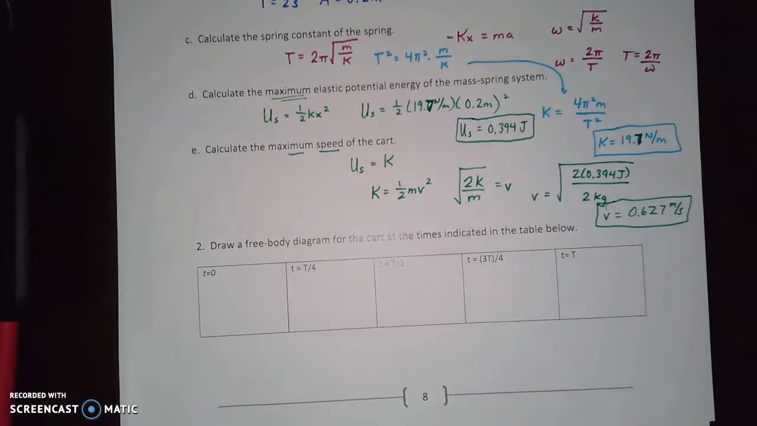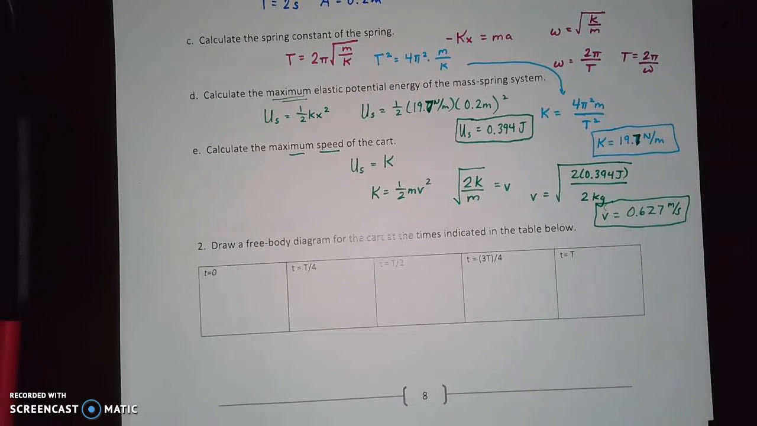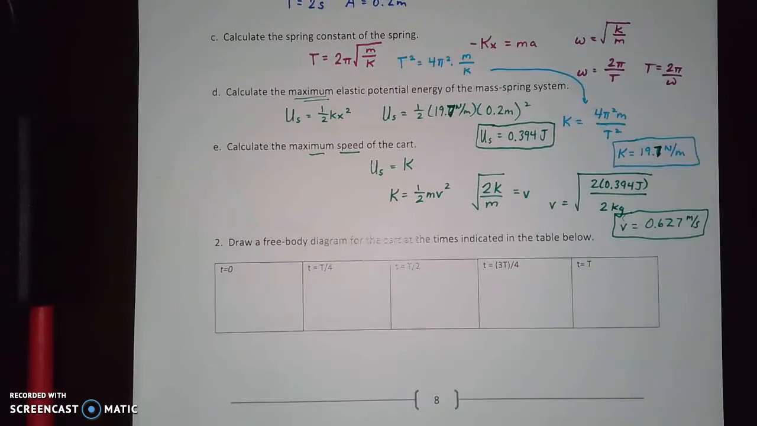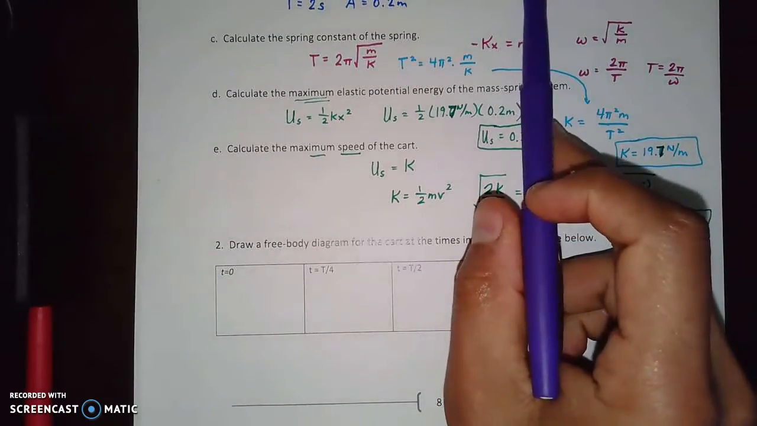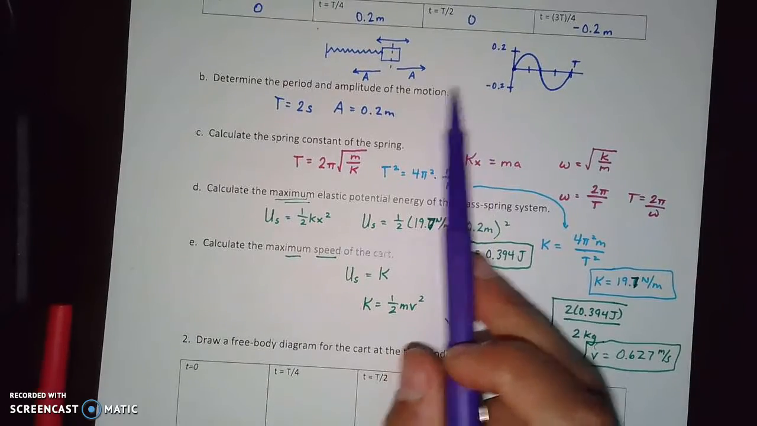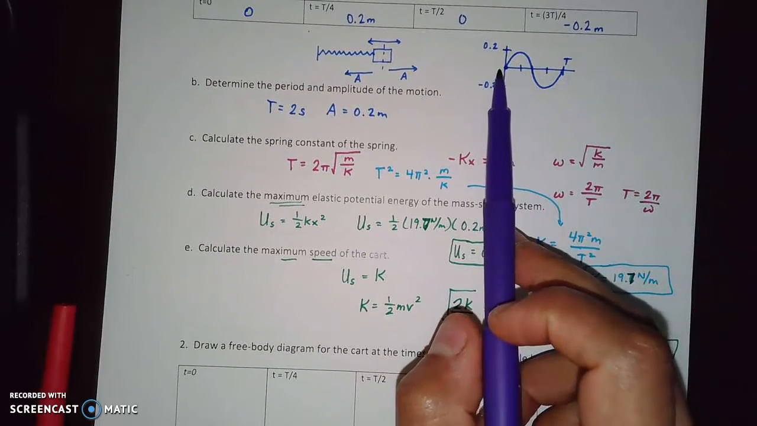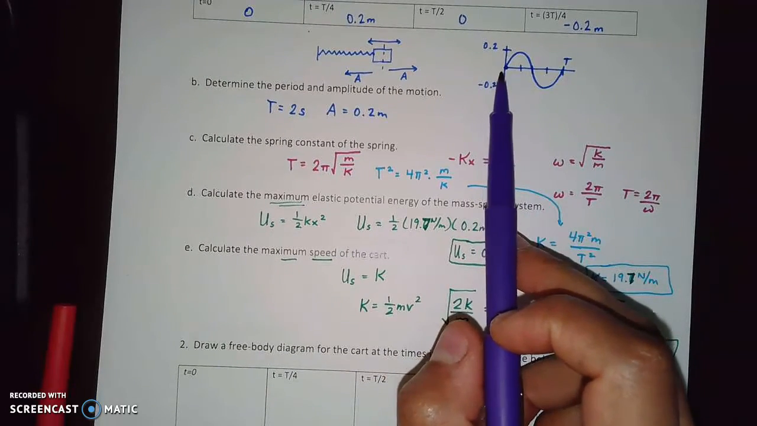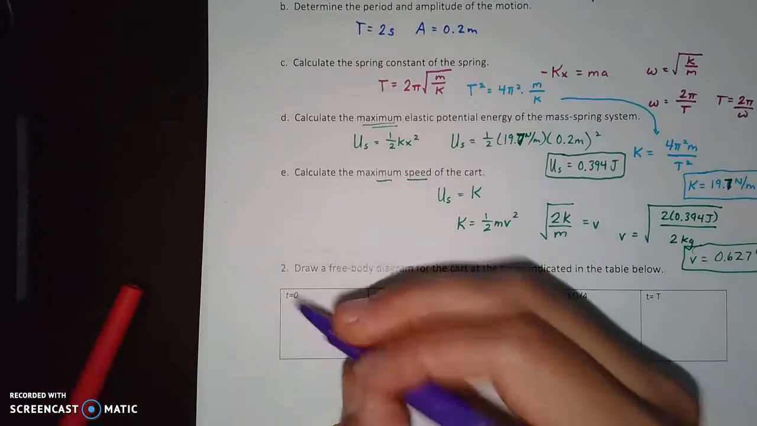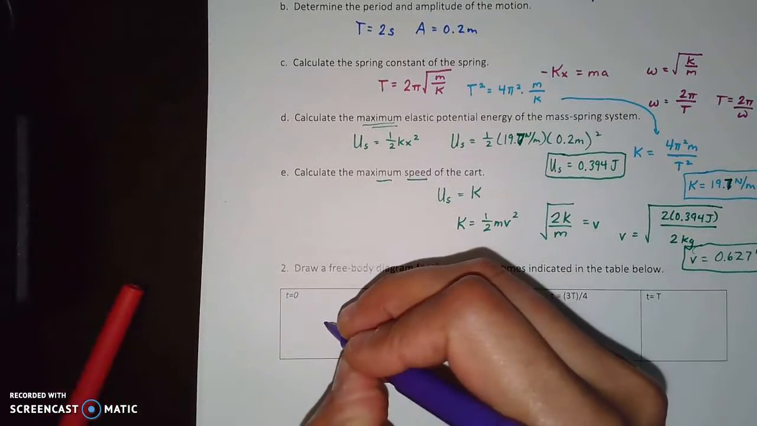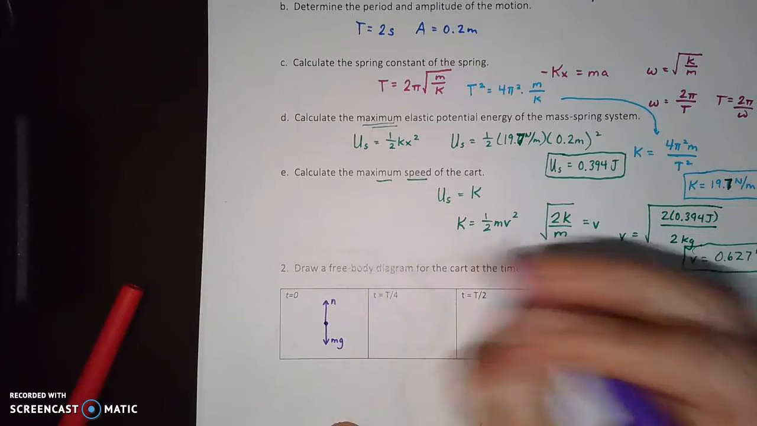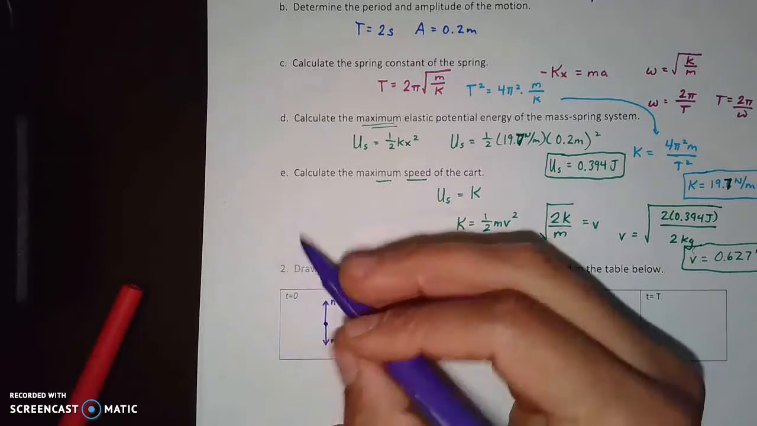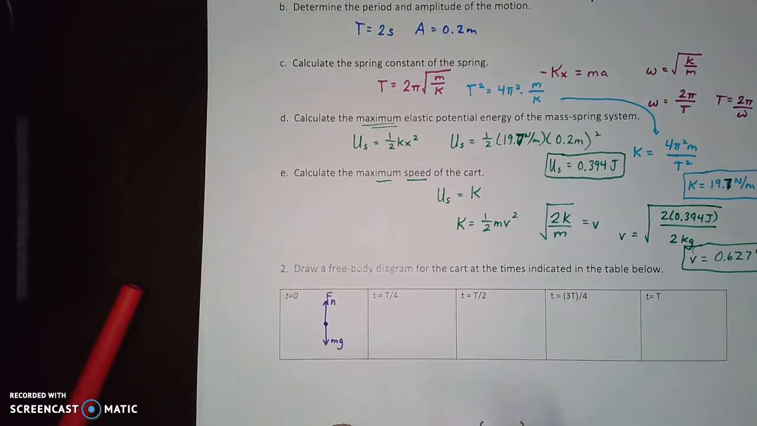Okay, so then our last part is to draw a free body diagram of the cart at various times. Well, in this case, we need to think about what's going on with our cart. So we said that at the beginning of our situation, we are at equilibrium because we start at a position of 0. If I'm at equilibrium, then I have no spring force acting on my cart. So I have a normal force and I have a weight force.